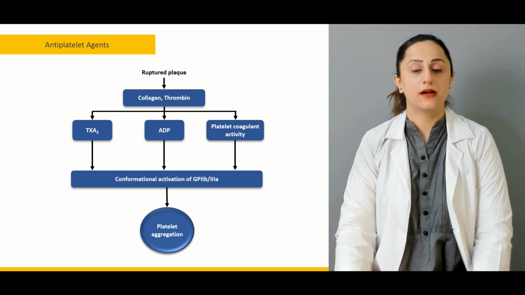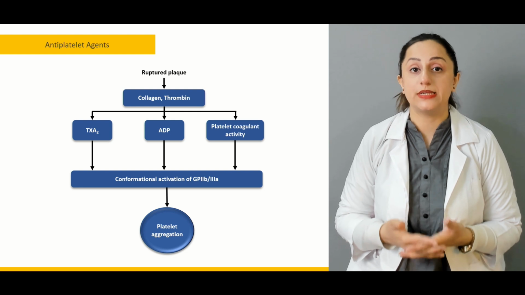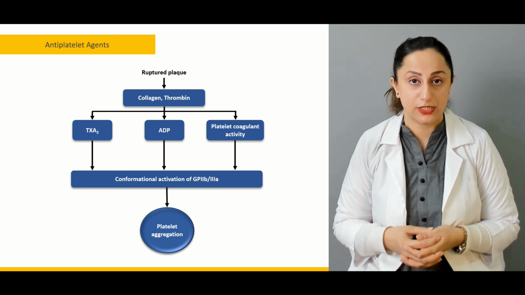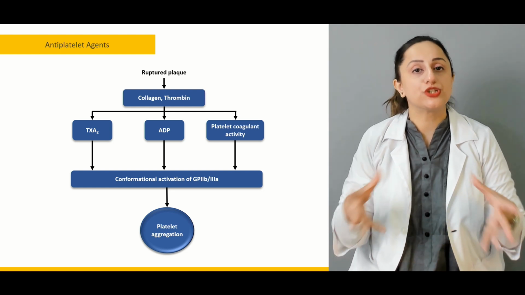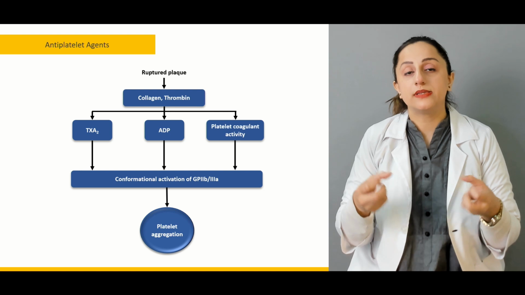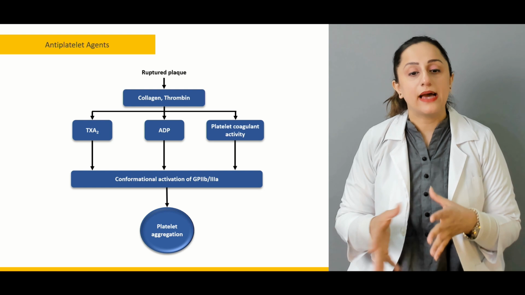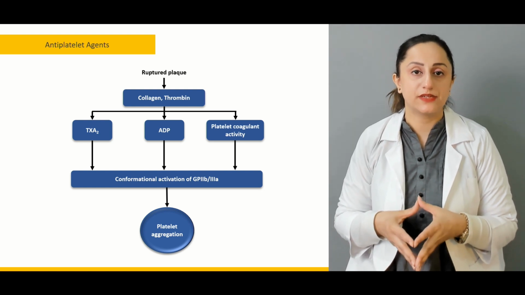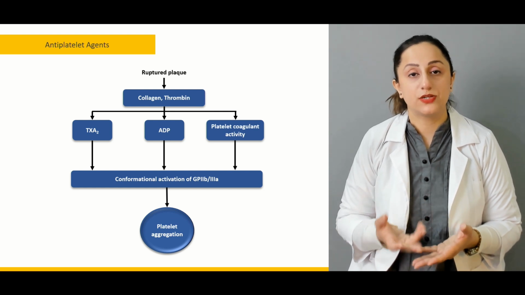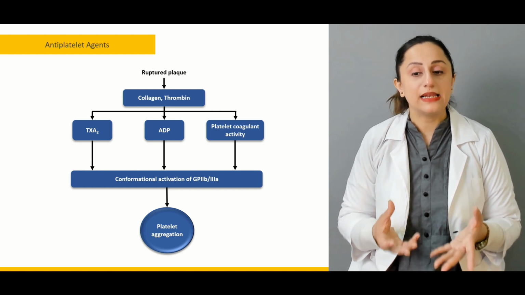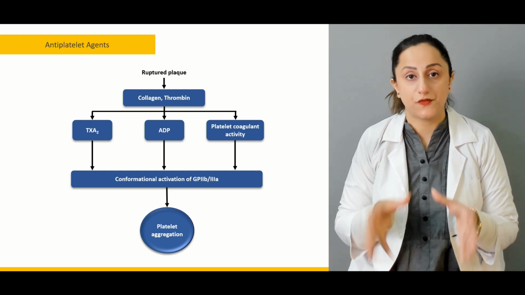Antiplatelet agents are one of its kind, and it's one of the medications that can be used for these individuals as a course of primary prevention. So what happens over here is whenever there is a ruptured plaque, the collagen is going to be activated, the thrombin is going to be activated, and that is going to in turn activate the thromboxane A2. Then there is going to be an uptake of adenosine diphosphate. The platelet coagulant activity is going to be seen after the rupture of the plaque.